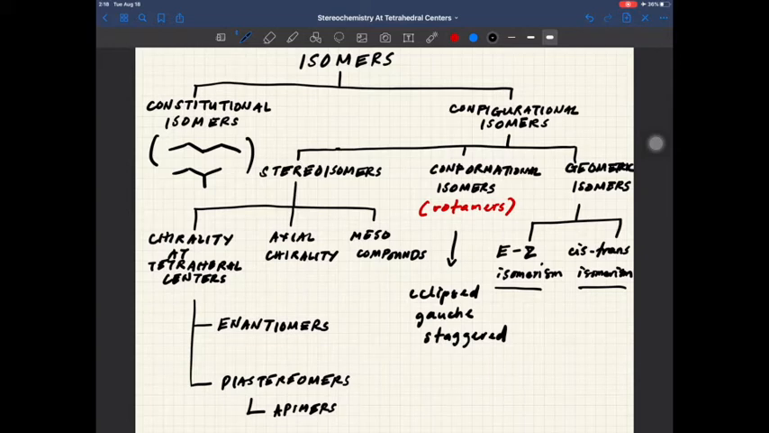Under stereoisomerism, we have chirality at tetrahedral centers, axial chirality, and meso compounds. Of these three, we shall only be talking about chirality at tetrahedral centers and meso compounds. Axial chirality is a topic that belongs to the subject of advanced organic chemistry, which is not covered by this course. Under chirality at tetrahedral centers, we shall be talking about what enantiomers are and what diastereomers are. Also, we shall be relating diastereomers to epimers, which would be discussed in your biochemistry class.